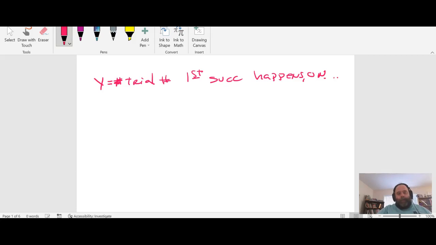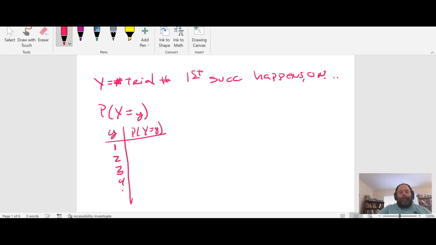What's useful here is we can get a probability that y is some value. So again, you have a probability distribution here: the probability of y is that value. You could have the success in the first trial, the second, the third, the fourth, but this could keep going on and on forever. So how do we calculate this?